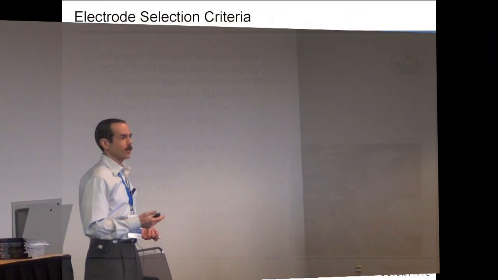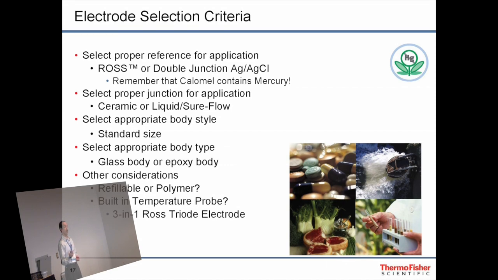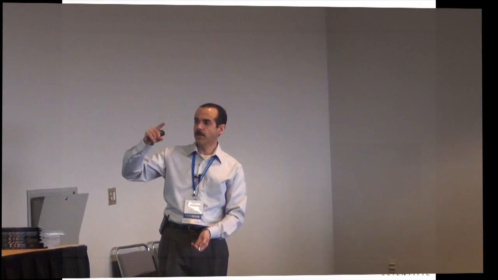So how do you choose an electrode? We talked about references, junctions, and bodies. Think about the reference that makes sense. For a lot of you, if you're working at different temperatures, a Ross reference is a good choice, or at the very least, a double junction silver electrode. Think about the junction. If you're always working in clean samples, then a ceramic junction is just fine. If you are working in a wastewater sample, an influent sample, then a SureFlow flushable electrode is a much better way to go. You can get electrodes that are smaller, larger, taller, in a lot of different shapes and sizes.